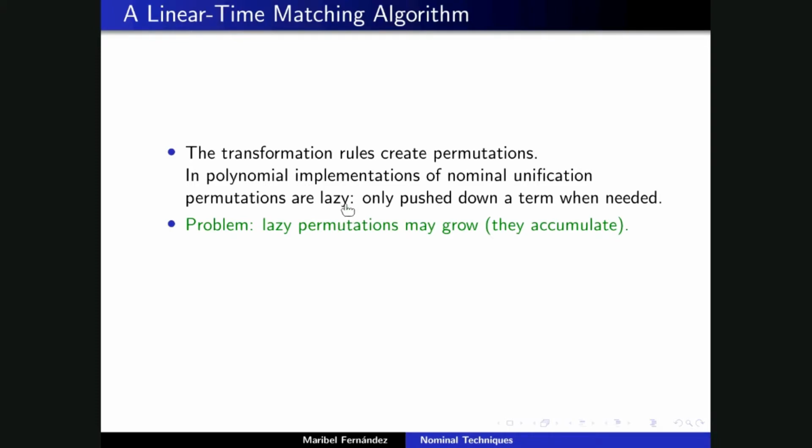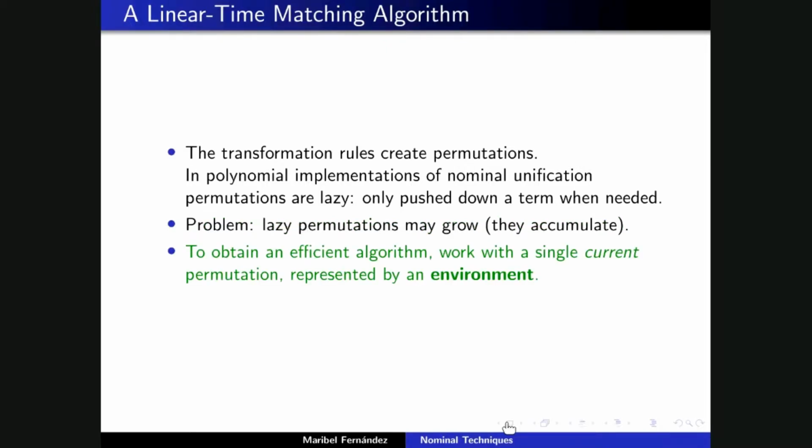So to get a polynomial implementation, we will need to do sharing of variables as it's done with first order unification algorithms. And we will need to apply permutations lazily, so push them down a term only when needed. But we also need to think a little bit about how we represent those permutations, because the rules generate these permutations that will accumulate. So potentially we will end up with a big list of swappings. So is there a better way of representing these permutations?